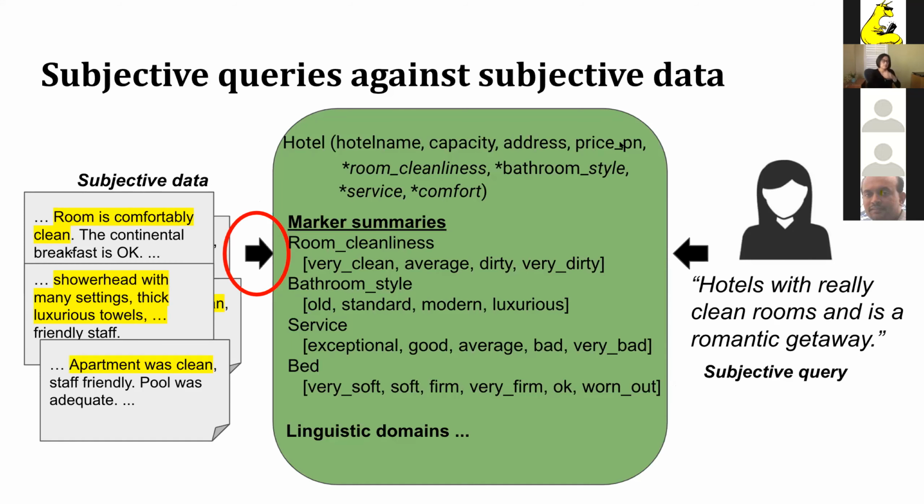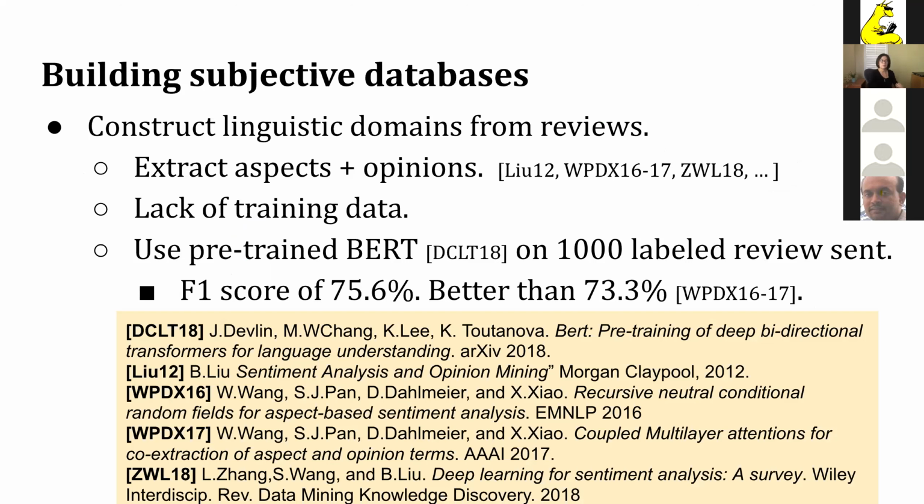All right, so I've talked about this part of the picture on how to answer subjective queries against subjective databases. I'm only going to go through this other part very quickly because it's only semi-automated. Someone has to decide in the end what comes into this schema. The first thing you do is construct linguistic domains from reviews. Remember, each subjective attribute has a set of linguistic domains. For this, we extract aspects and opinions from hotel reviews exhaustively. Aspects and opinions mean, like, room is an aspect, and opinion means like very clean or very dirty. Bathrooms, luxurious: these are all aspects and opinions. So from these reviews, we pull out all the opinion extractions.